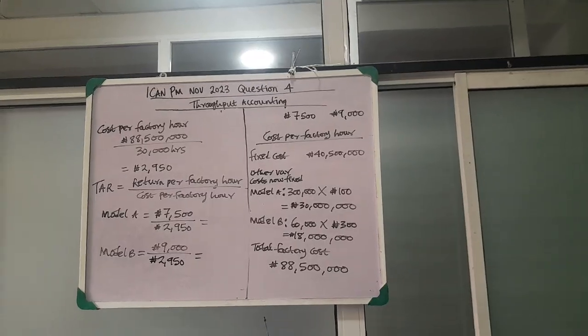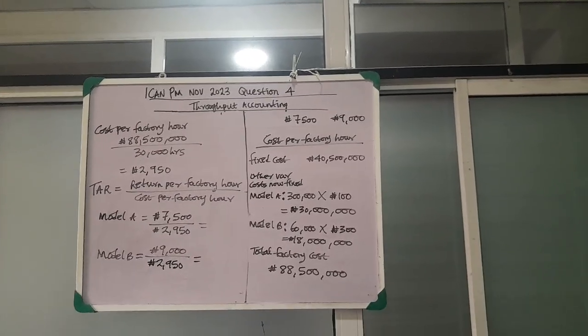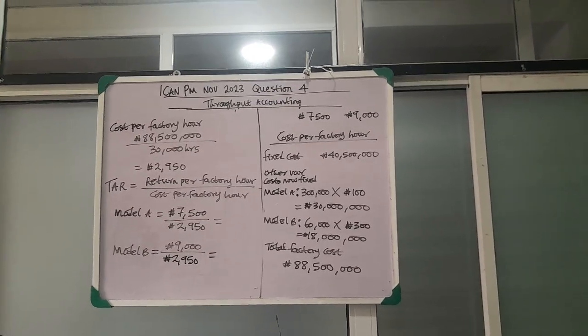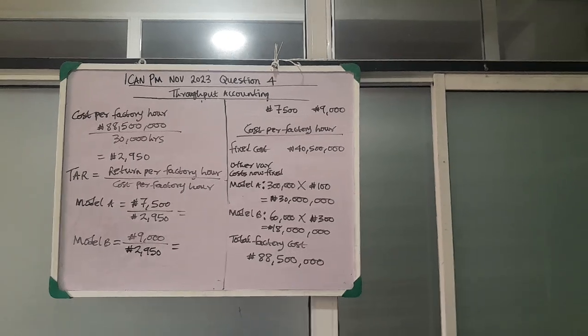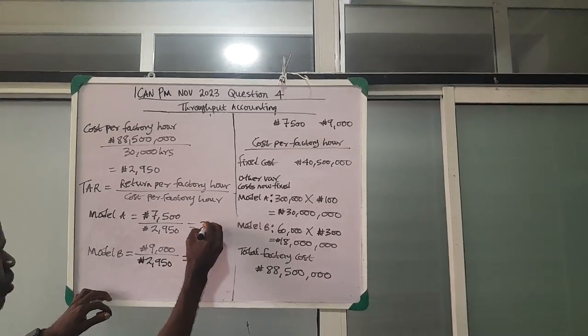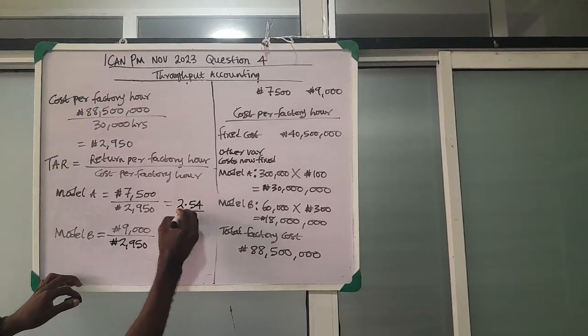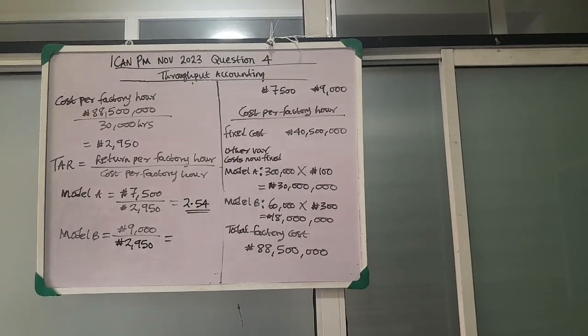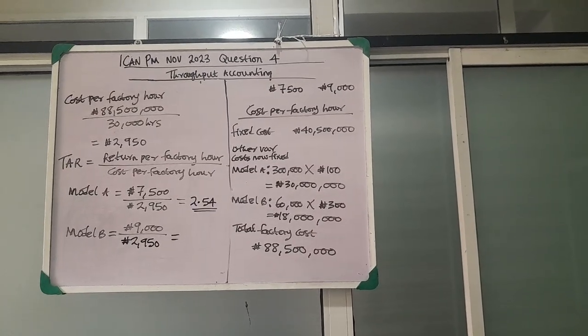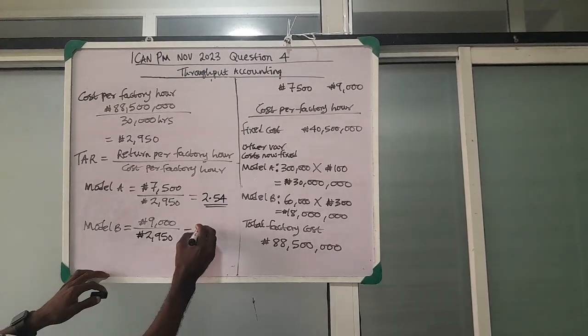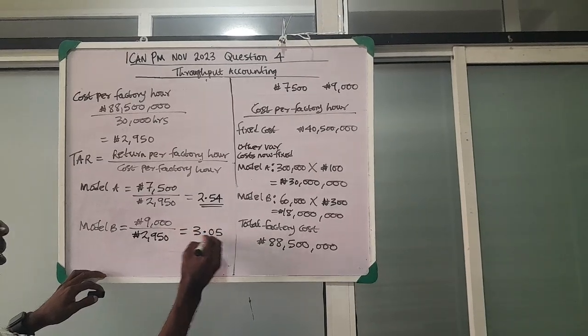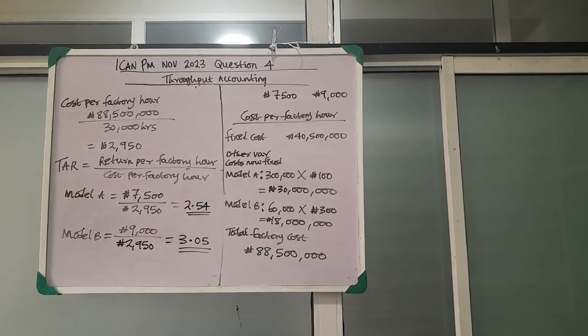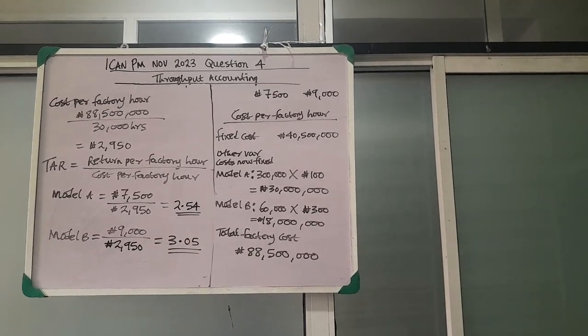So for model A, 7,500 divided by 2,950 will give us 2.54. Then model B, 9,000 divided by 2,950 will give us 3.05. This is the throughput accounting ratio.